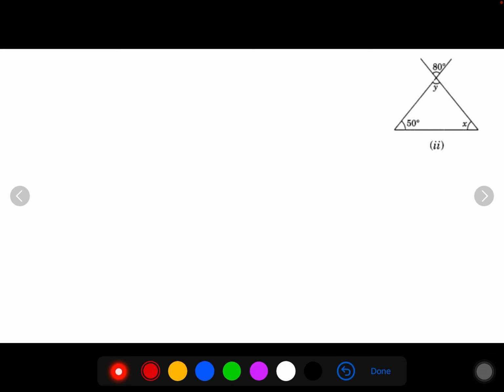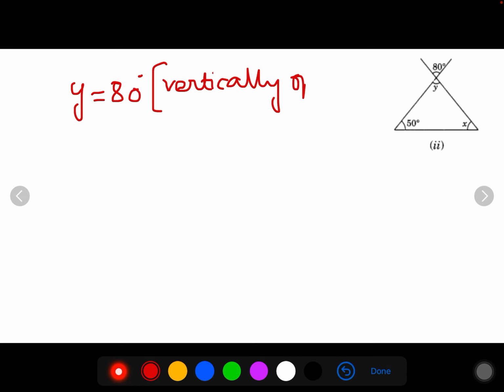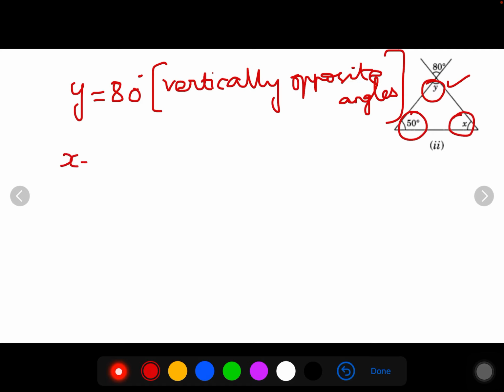So we'll apply that first. Directly we can say that angle y is equal to 80 degrees because they are vertically opposite angles. So now we got angle y as 80 degrees by applying the vertically opposite angles. Now these are the three angles of a triangle, so obviously we can apply the angle sum property here. x plus y plus 50 degrees is equal to 180 degrees. Which property are you applying? You are applying the angle sum property here.